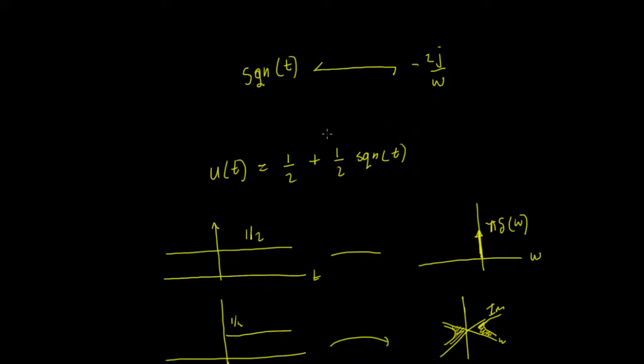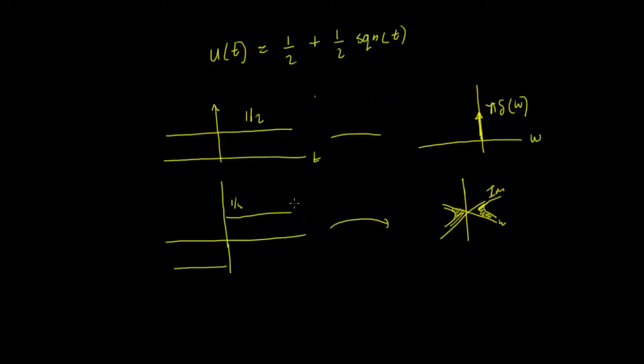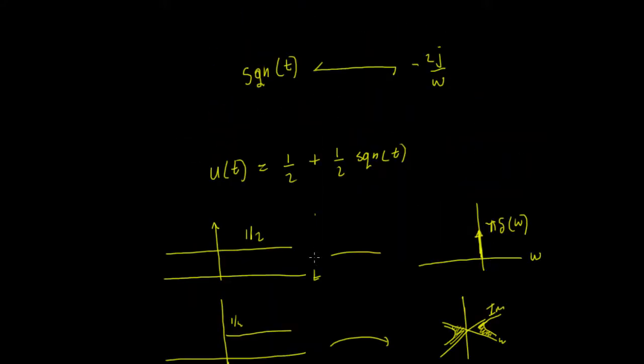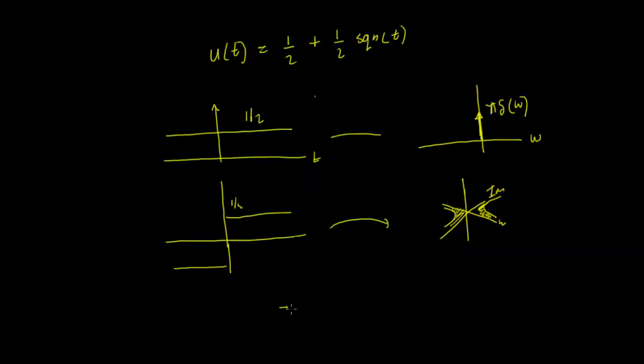So the Fourier transform of half a signum function is, if we put in minus 2j upon omega, that times a half, which equals minus j upon omega. Okay, so that's us worked out the little section there.